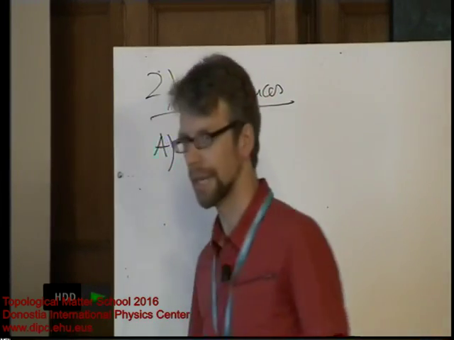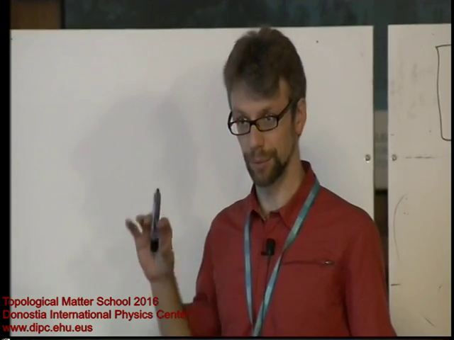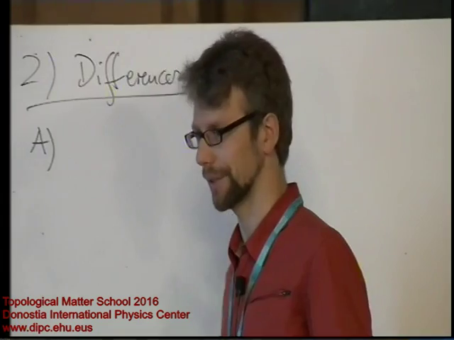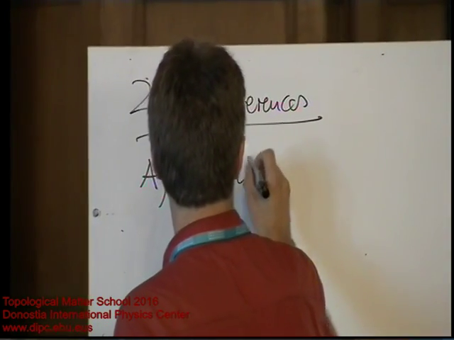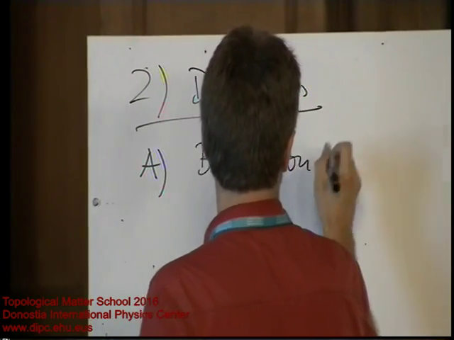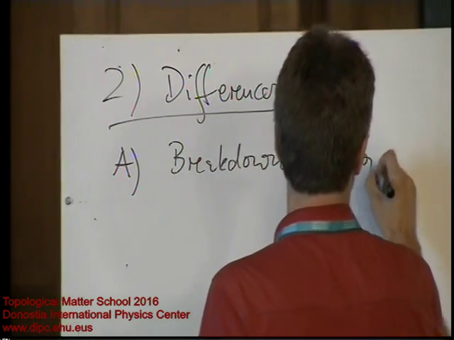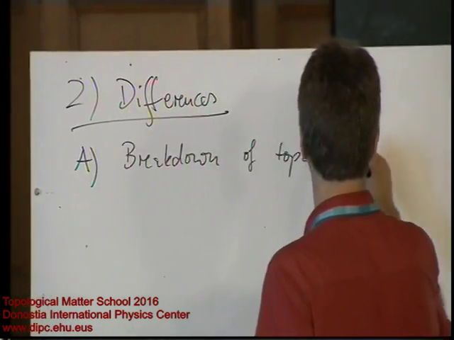I will not give you a systematic exploration of all this, but rather highlight some specific aspects that would caution drawing too much intuition from non-interacting systems. So the first one is the breakdown of topological boundary correspondence.